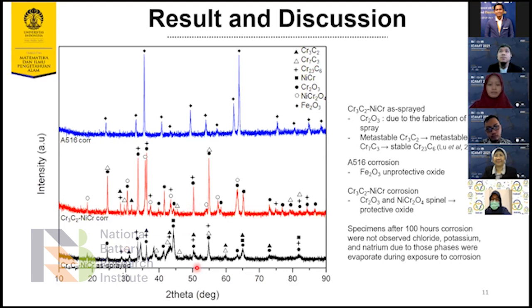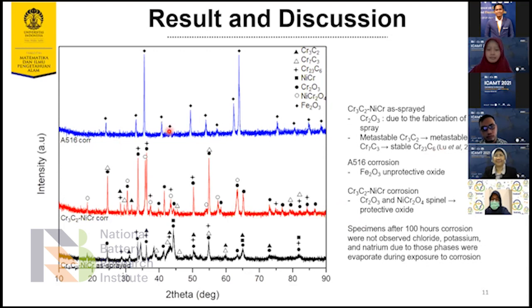The other phases detected in the coating were Cr3C2, Cr7C3, and Cr23C6. Under high thermal input during the flame spray process, chromium carbide with composition Cr3C2 led to the formation of Cr7C3 and Cr23C6, as reported in a previous study by Lu in 2020.